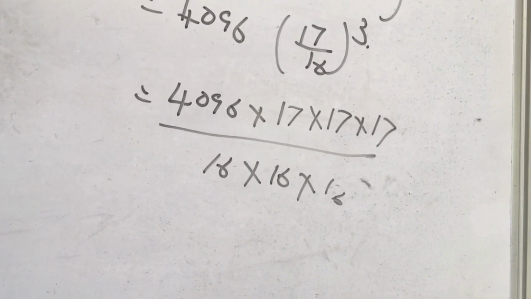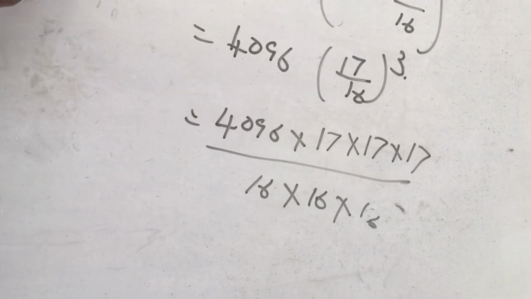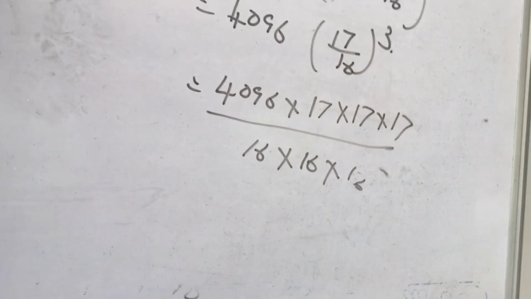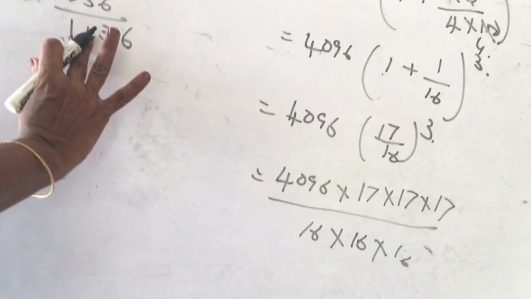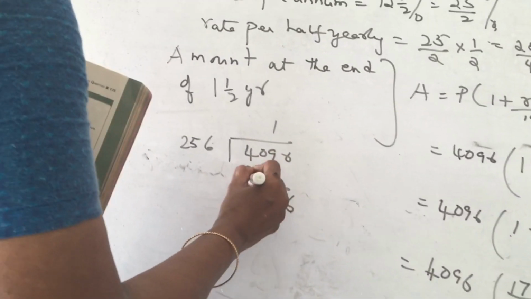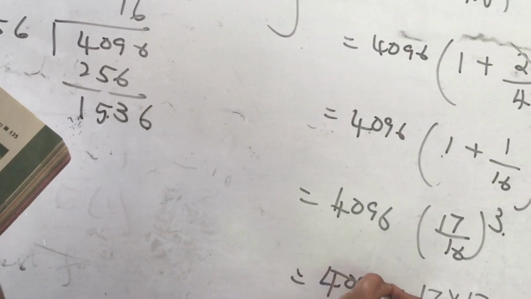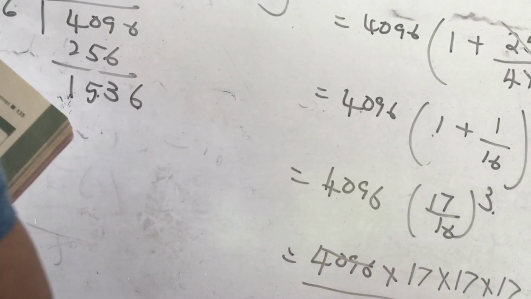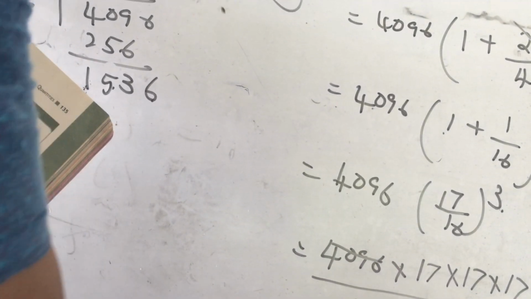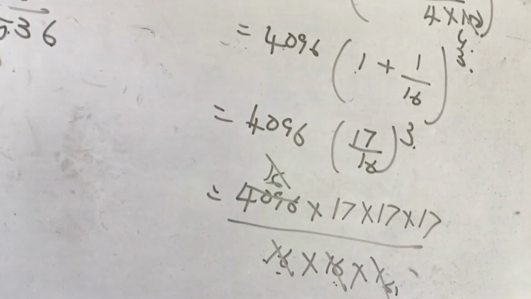9 take away 6, 3. 9 take away 5, 4. 3 take away 2, 1. Yes. Exactly 16 times. 16 goes how many times? 16 16s are 256, cancelling 16 times 16 16s.